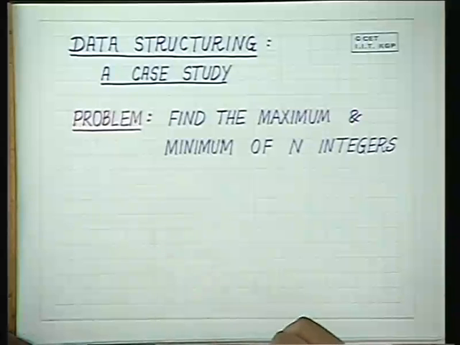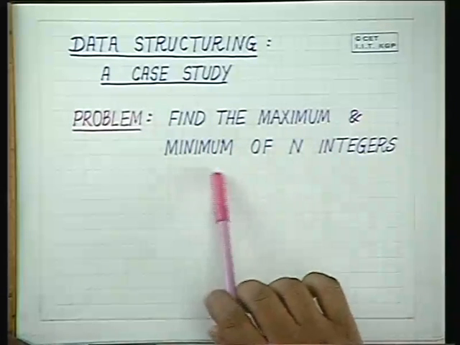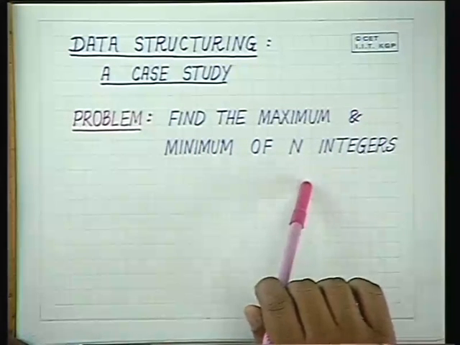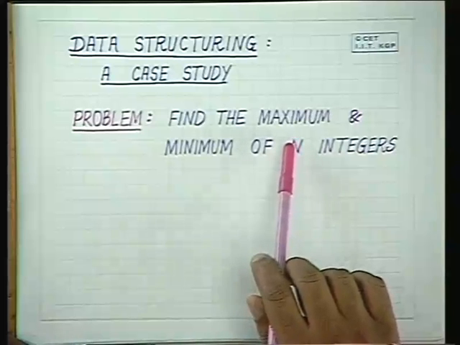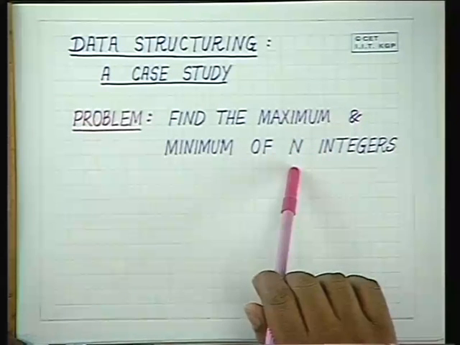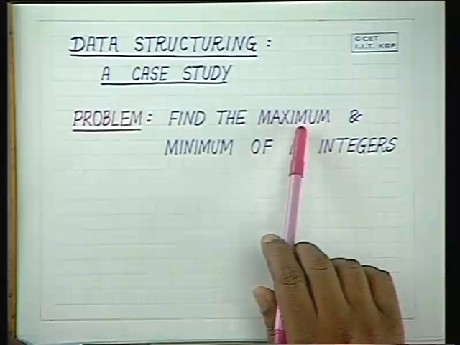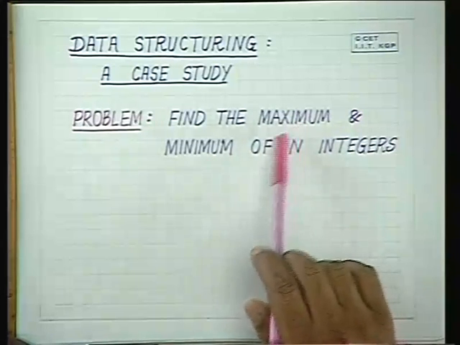So the problem that we will take today is a very ordinary one, but we will see that there are several issues which we shall consider to solve this problem in the best possible way. The problem is to find the maximum and minimum of a set of n integers. That is, you are given to read a value n and then read in n integers, and what you are supposed to produce as output is the maximum and the minimum value.